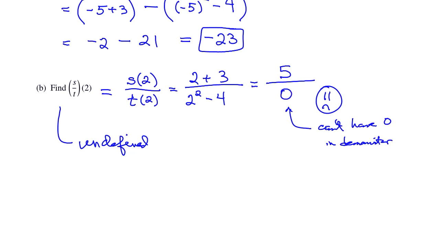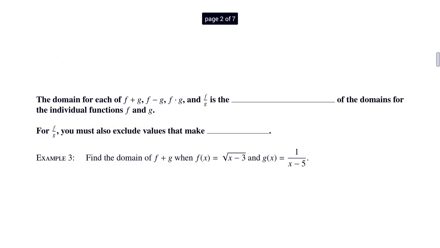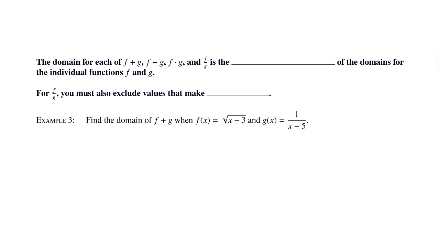So that leads us to a new question. And the question is, what are the domains of these new functions? So here it is. The domain for each of the sum function, the difference function, the product function, and the quotient function is the intersection of the domains for the individual functions f and g. Plus, for f over g, you must also exclude the values that make g of x equal to 0.